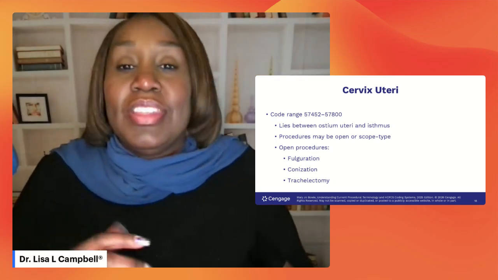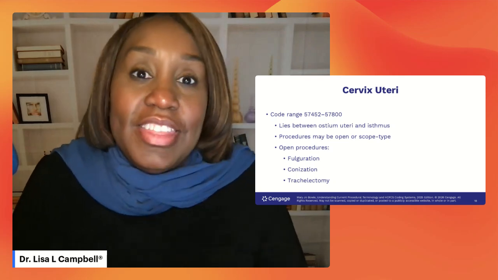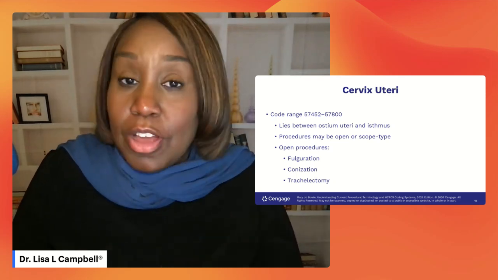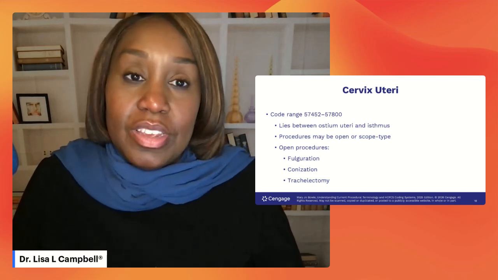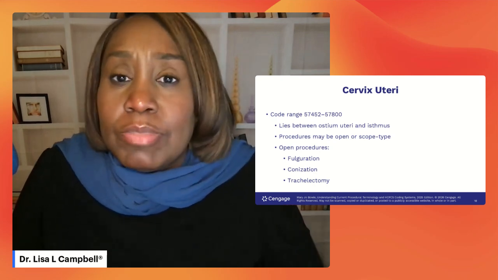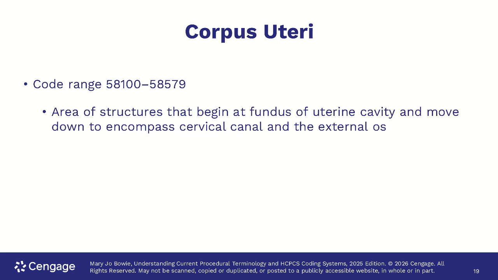Wait a minute, wait. By now, you know this, right? You know that a procedure is going to be open, which means open to the naked eye, or it's going to be with some type of scope, right? So that's something that literally should be ingrained into your mind. All right. So some open procedures are fulguration, conization, tralectomy.